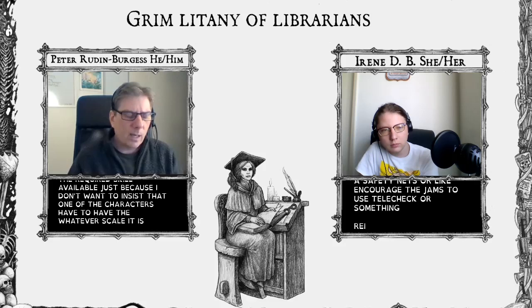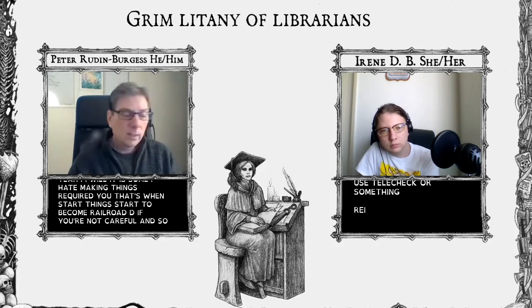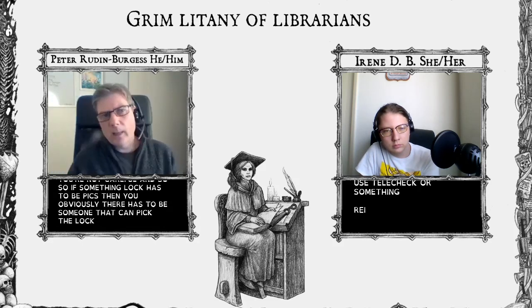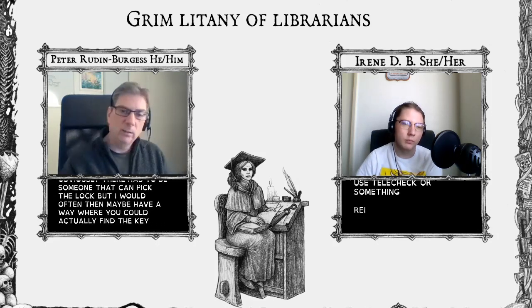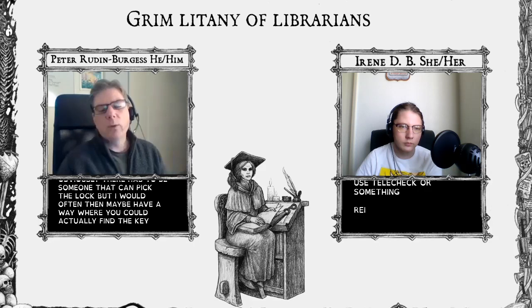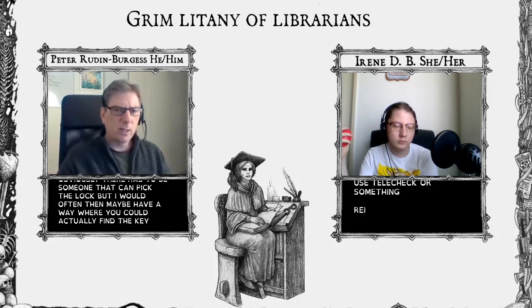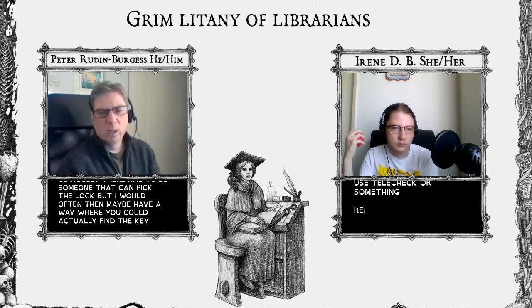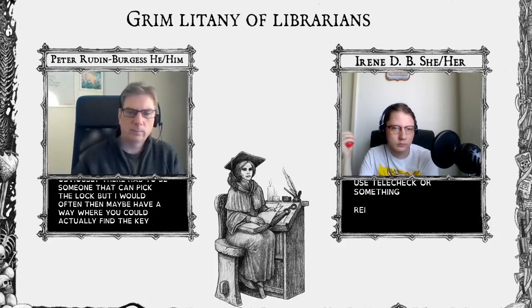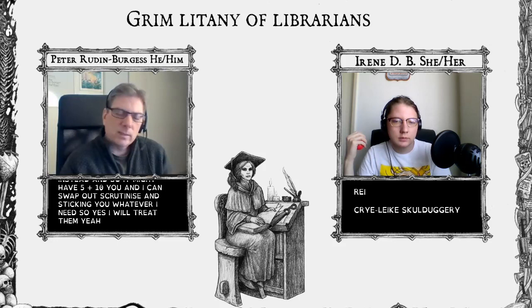Right. And so let's say if a lock has to be picked, then obviously there has to be someone that can pick the lock. Yeah, but I would often then maybe have a way where you could actually find the key, and build that into the adventure. But yes, I might say, it's this stat block, but take off this skill and put this one in instead. So it might have 5 plus 10s, and I can swap out scrutinize and stick in whatever I need. Right, like skullduggery. So yes, I will tweak them.